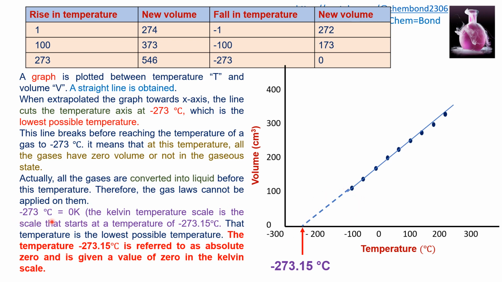Minus 273 degree C is equal to 0 Kelvin. If we consider it in the Kelvin scale, then it is equal to 0 Kelvin. The Kelvin temperature scale is the scale that starts at minus 273.15 degree C. So minus 273.15 degree C is equal to 0 Kelvin, and that temperature is the lowest possible temperature. The temperature minus 273.15 degree C is referred to as absolute zero and is given the value of zero in the Kelvin scale. So it is 0 Kelvin, and this is known as absolute zero.